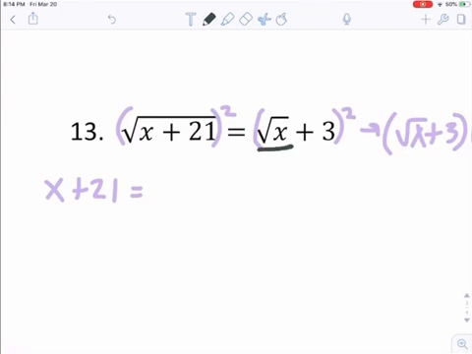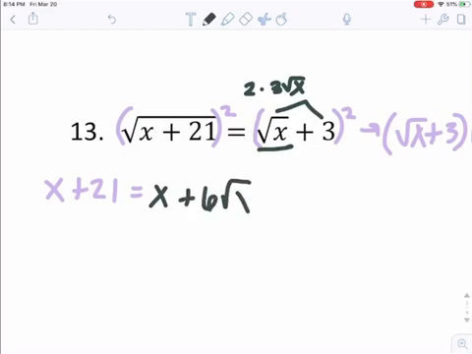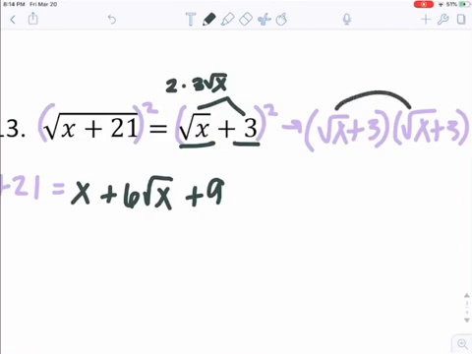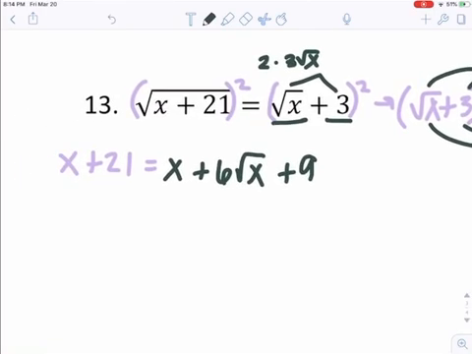So I'm going to square this first one. Square root of x times the square root of x is x. Then you multiply these two together, that's 3 root x, but then you got to multiply that by 2. So that becomes 6 root x, and then you square the last one, so that's plus 9. Now if you FOILed all this out, you would get the same exact thing as me, just a little bit longer, okay?